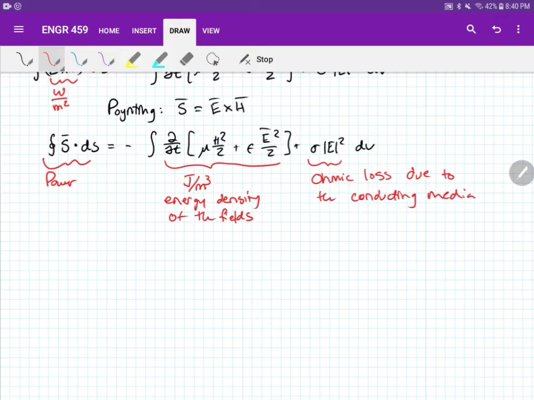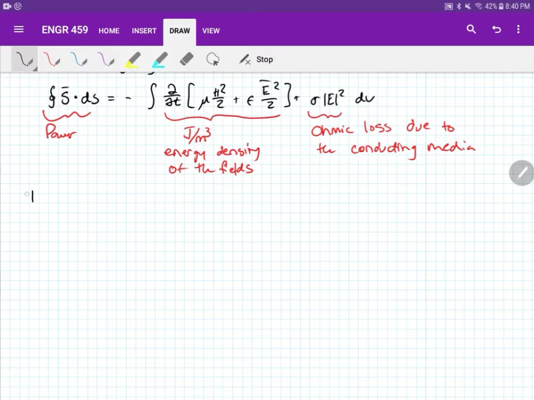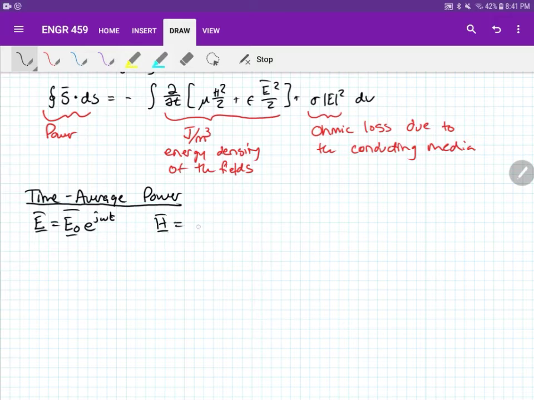So another way to define this, where we don't have to worry about time, is the time average power. And we do this using phasor notation. So phasor notation for E is equal to E naught e to the j omega t, and phasor notation for H is equal to H naught e to the j omega t. So we define the time average power, the Poynting vector time average, as equal to 1/2 the real part of E phasor cross H phasor conjugate.